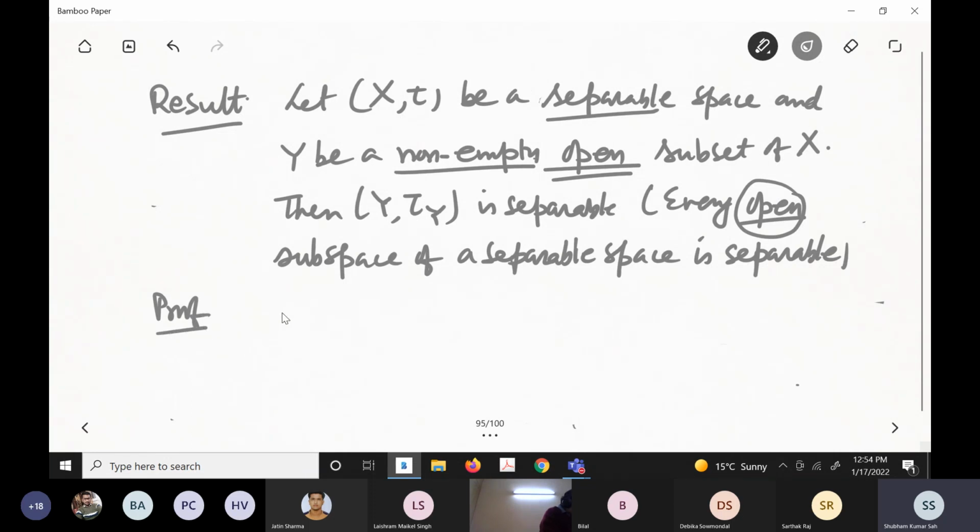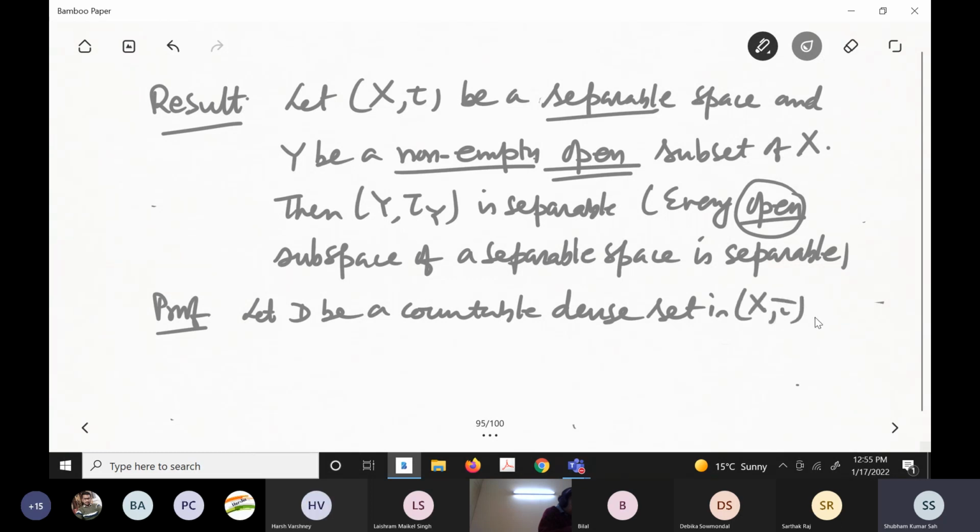So here, be careful. I'm having separability as density, so I should have the closure reducing this. So let D be a countable dense set in X. That is, the closure of D in X is equal to X.